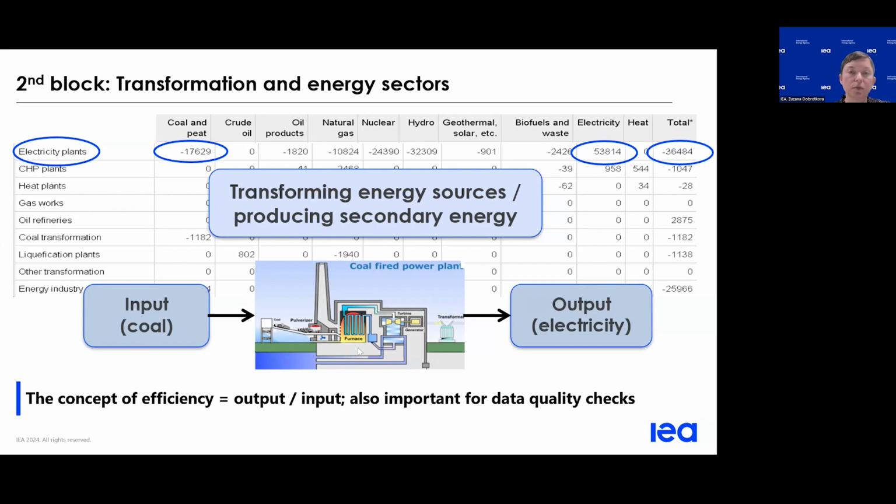For many of these transformation processes, we know what the standard values are that you would want to see. So for us, we can very quickly check whether the numbers that are reported to us make sense, or whether we should go back to the country and ask questions.